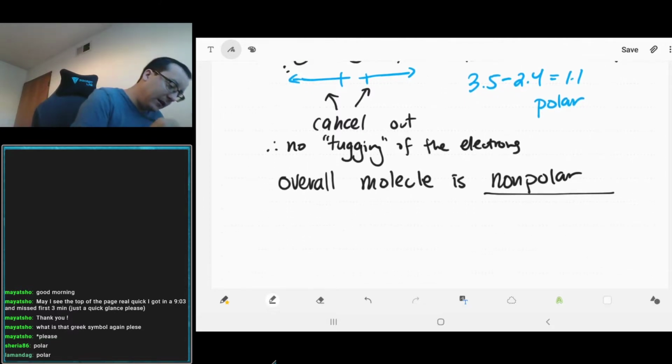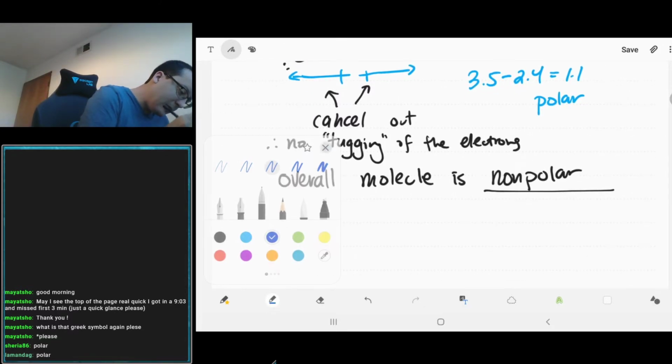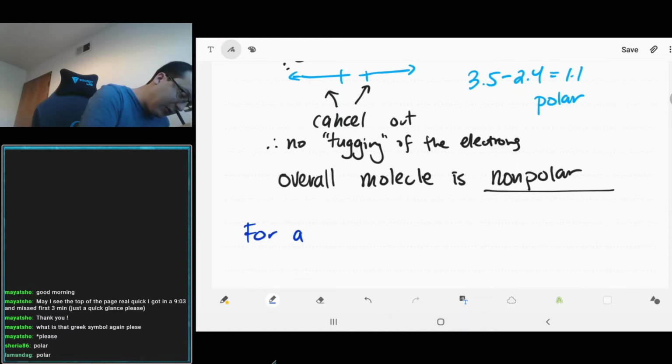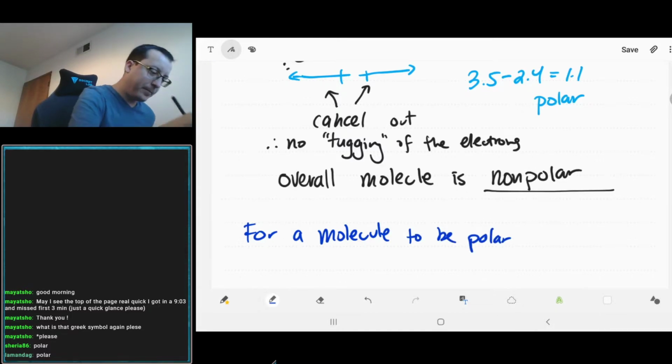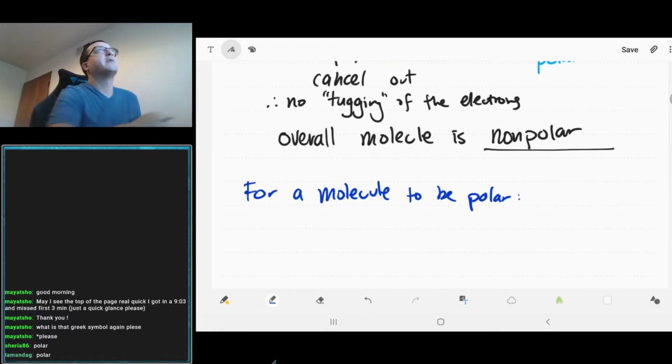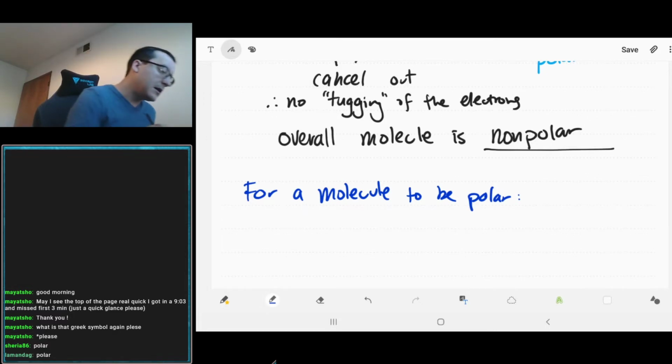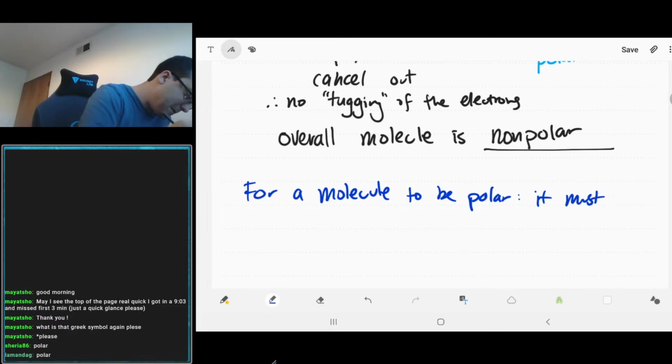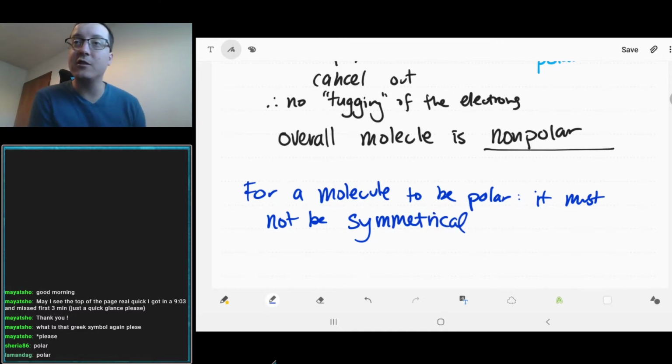And so we're going to see, for a molecule to be polar, what's the best way to explain this to you? We'll make it easy. How about this? It must not be symmetrical. So symmetrical molecules will be nonpolar.